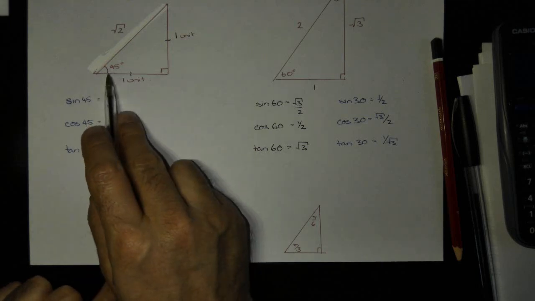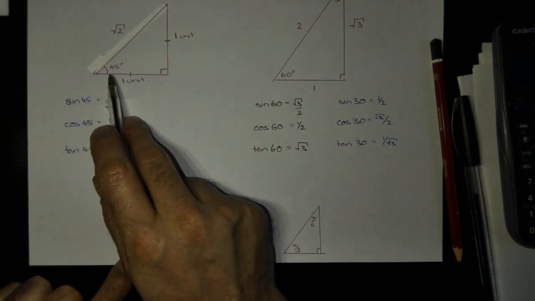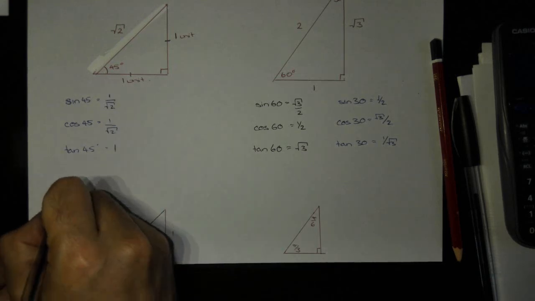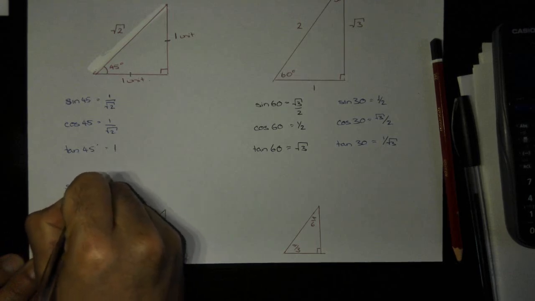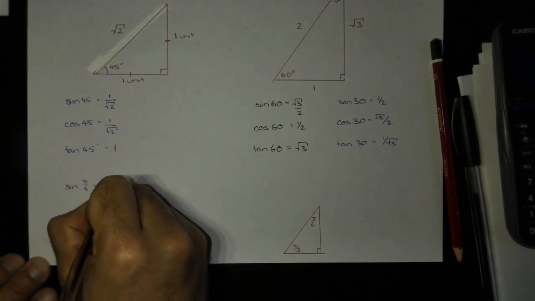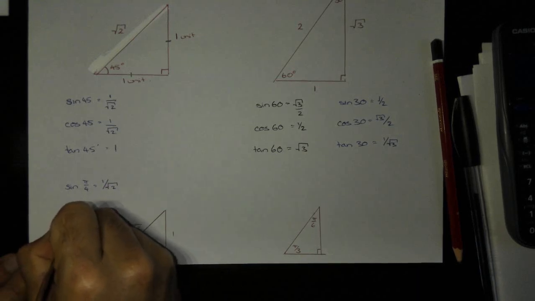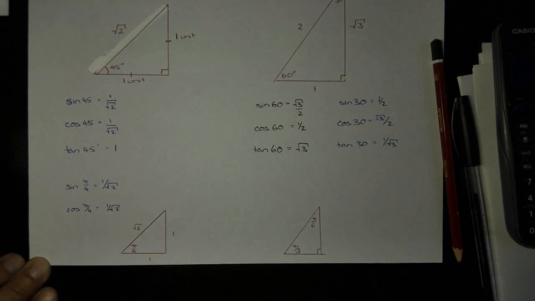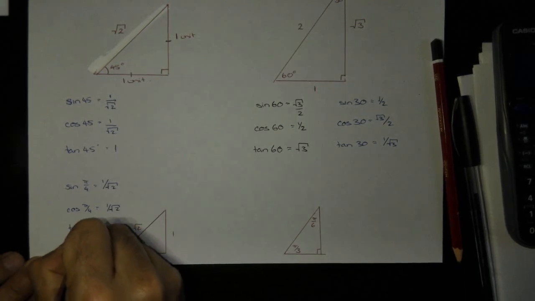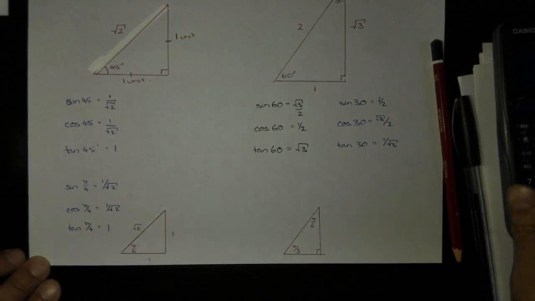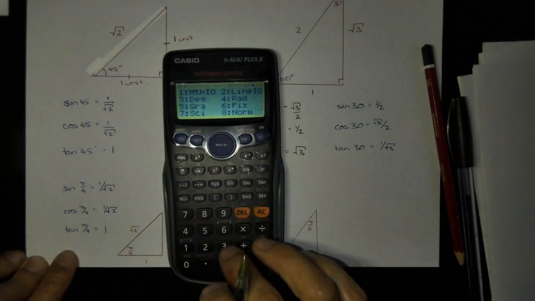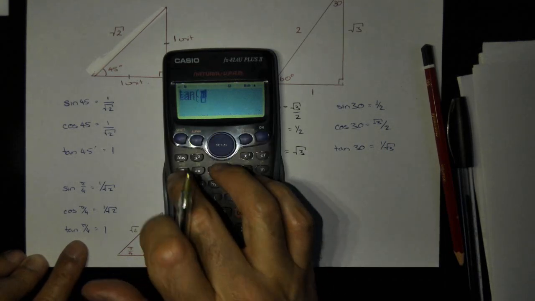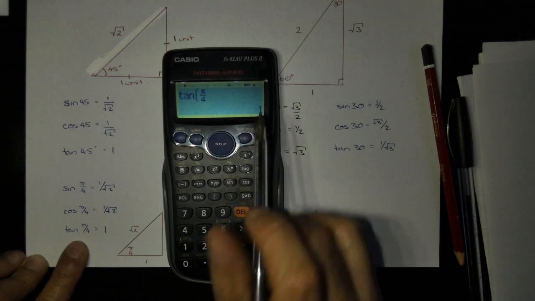So if we turn 45 degrees into radians, it's going to end up being pi over 4. So sine pi over 4 is still 1 over square root 2. Cos pi over 4 is 1 over square root 2 as well. And tan pi over 4 will give us 1. And we can test that if we're in radians. So tan pi over 4, we get 1. Perfect.